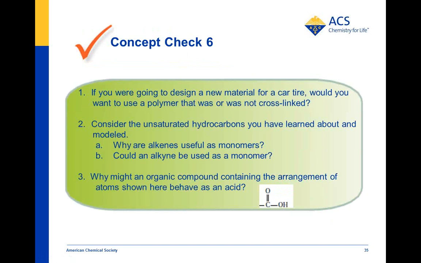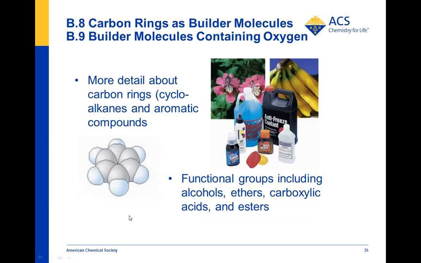Come back to a concept check. Again, this is leading us into functional groups. And in B8 and B9, again, we're going to talk about ring molecules, benzene, nice pictures in the book showing different shapes. We're also going to talk about aromatic compounds, and the reading material is very straightforward.